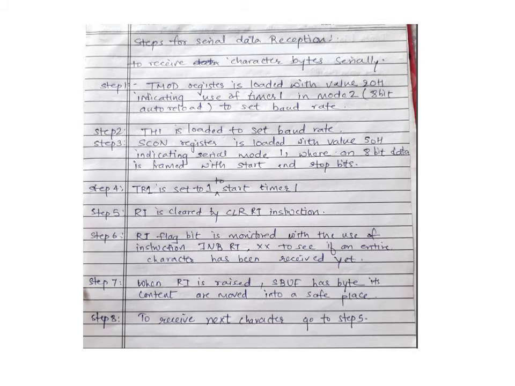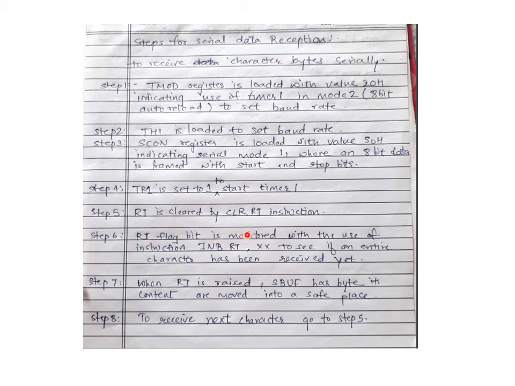Next is the steps for serial data reception to receive the character byte serially. So in step 1, TMOD register is loaded with value 20H indicating the use of timer 1 in mode 2, 8-bit auto reload mode to set the baud rate. So TH1 is loaded with a value to set the baud rate. Next step, SCON register is loaded with value 50H indicating serial mode 1, where an 8-bit data is framed with start and stop bit. Then TR1 is set to 1 to start the timer 1.